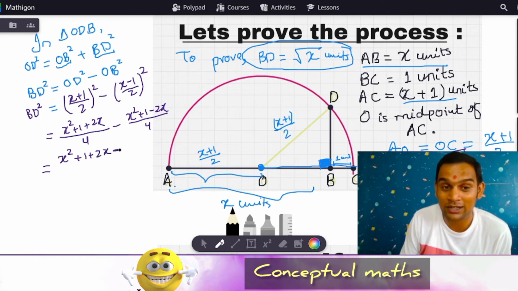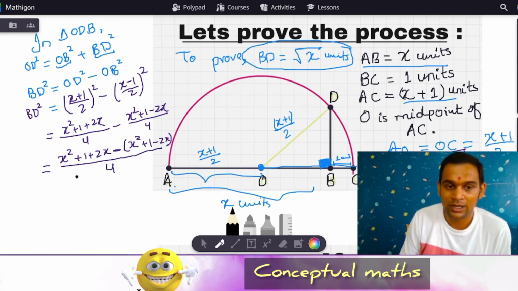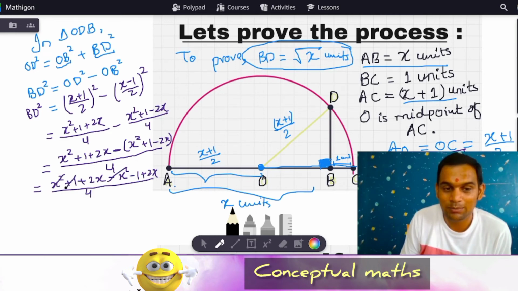Now observe, we are subtracting two algebraic expressions, so for the expression after the subtraction, all of its signs will change. That is why I have taken one more step, so that I can make it very, very clear for you. So this becomes x square plus 1 plus 2x minus x square minus 1 plus 2x, divided by 4. So x square and minus x square get cancelled, plus 1 and minus 1 get cancelled. We are left with 2x plus 2x, which gives us 4x divided by 4, and 4 we can simplify. So what are we left with? We are left with BD square equals 4 units.